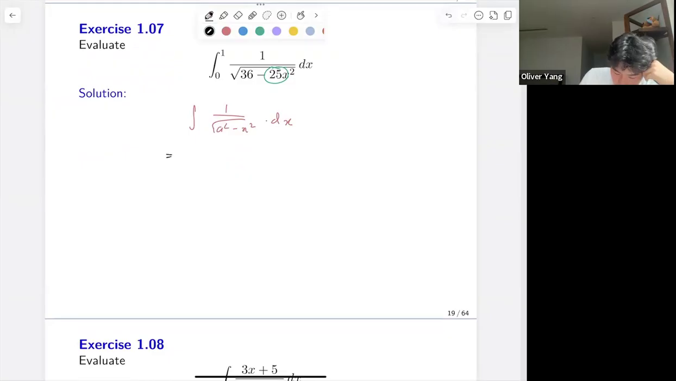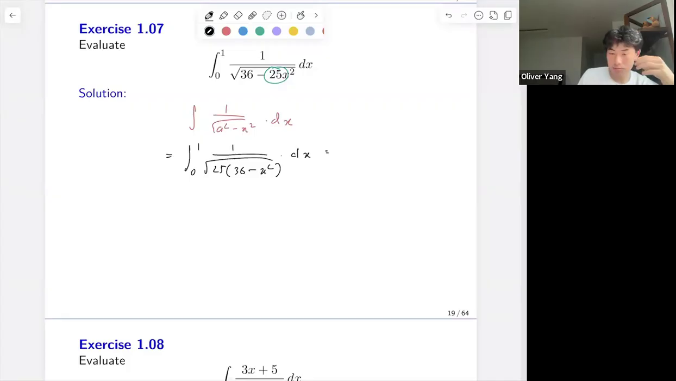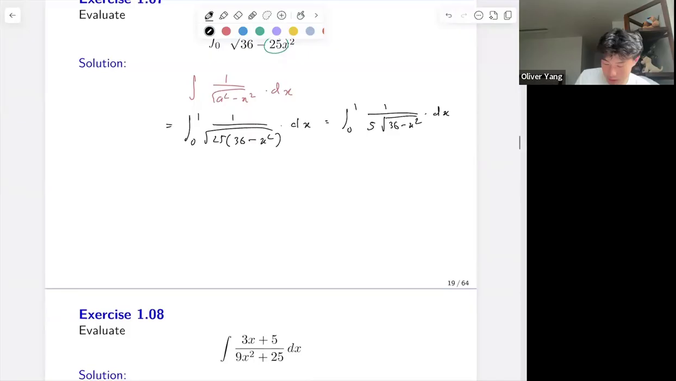So let's factorize this out. It's a definite integral. So we can factorize 25 out of everything. So we can say this is going to be the square root of 25 times (36 minus x squared), dx, right? And then the square root of 25 is 5. So we can rewrite it like this. And then we can just take the 5 out because it's a constant, and we can do our integral.